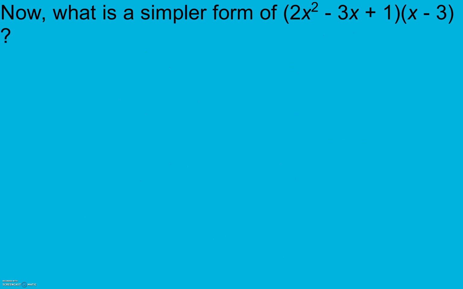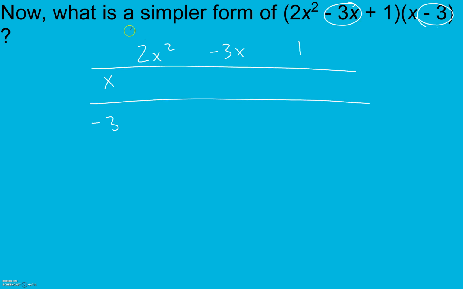Same idea here. We take each term in our polynomial and make it a column. In our second polynomial, we take each term and make it a row. Again, signs go with the numbers. Drawing our table here. Remember, we're multiplying. So 2x squared times x is going to give me 2x cubed. Add your exponents. Here, negative 3x squared and just an x.